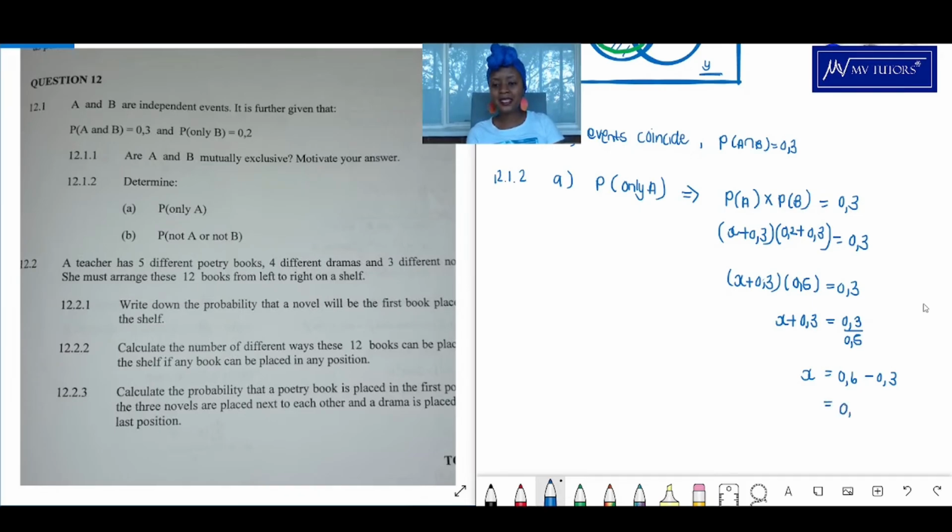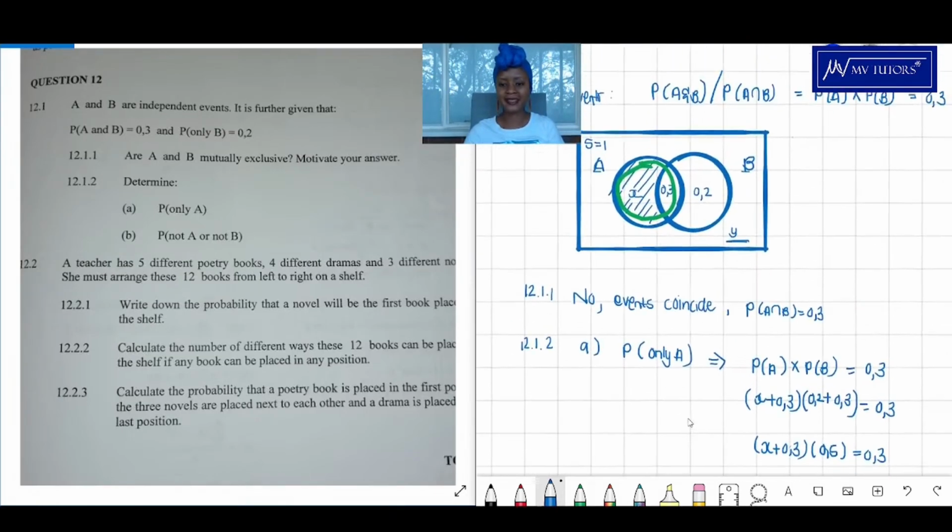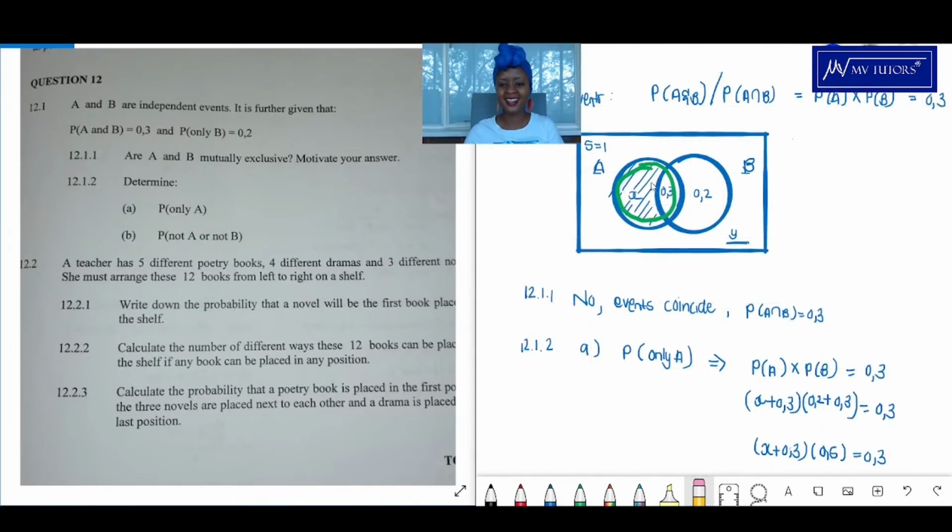So the probability of A only, maybe let me shift it to the side. Probability of only A, that's going to be 0.3. So I can then go and update my Venn diagram. Okay, what did I do now? If I update my Venn diagram, I know that that is 0.3 and that is 0.3.